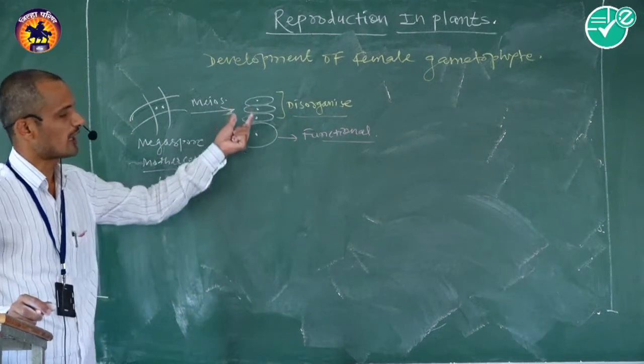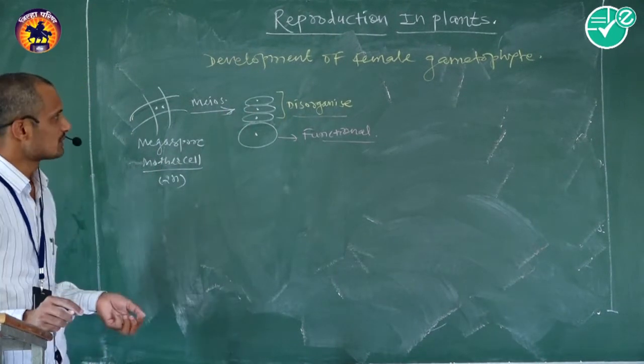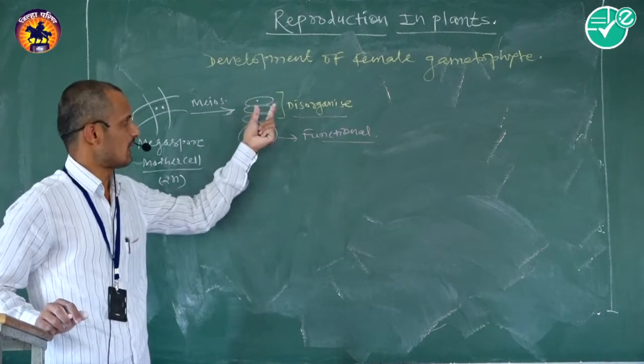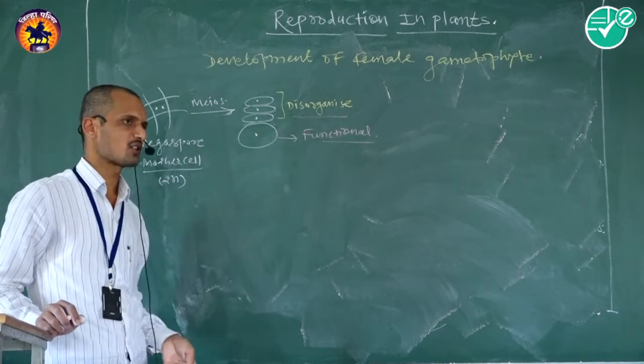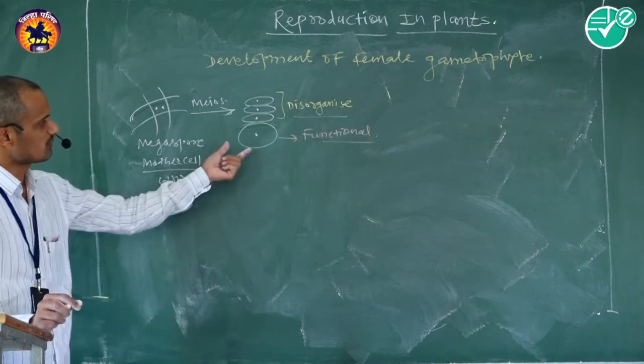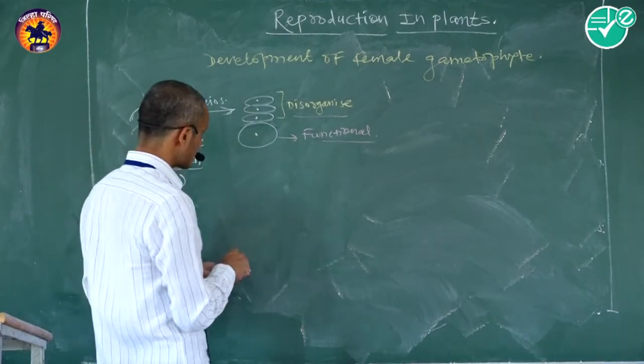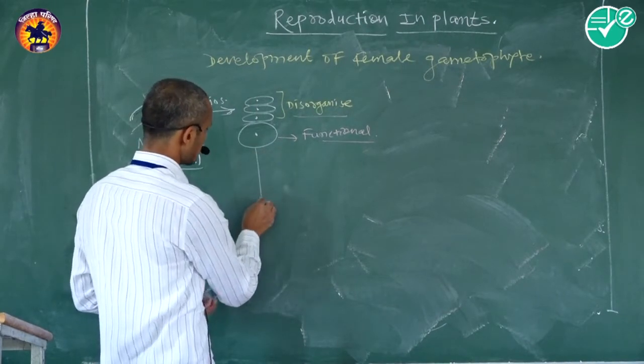These 4 haploid megaspores will form. These tetrads get arranged in a row. The upper 3 become disorganized or degenerate, and the lowermost becomes functional. This functional megaspore divides 3 times mitotically.